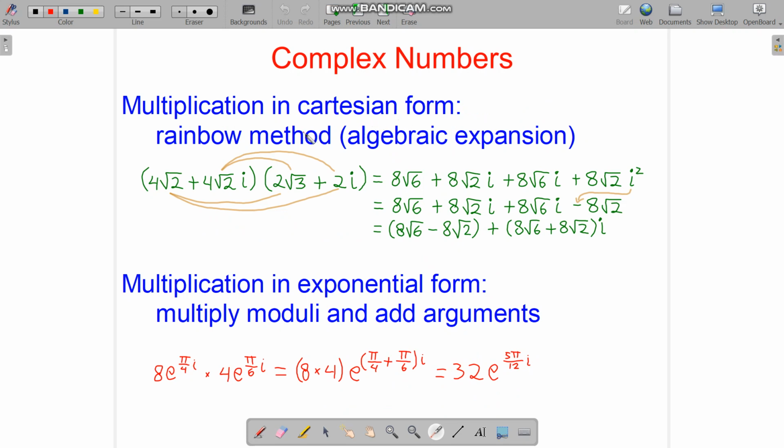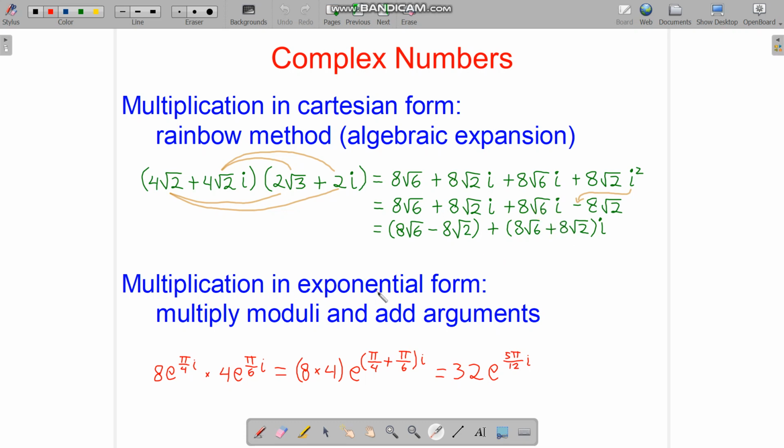Multiplication in Cartesian form, just use the rainbow method. We expand one by one: 4 root 2 times 2 root 3, we get 8 root 6. 4 root 2 times 2i, we get 8 root 2 i. 4 root 2 i times 2 root 3, 8 root 6 i. 4 root 2 i times 2i, 8 root 2 i squared. And remember that i squared is minus 1, so we have minus 8 root 2. And in the end, we get the real part, 8 root 6 minus 8 root 2, and the imaginary part, 8 root 2 plus 8 root 6.